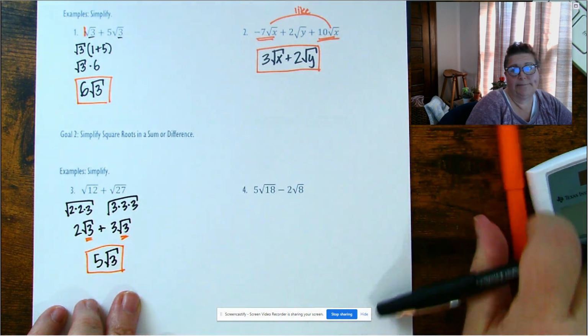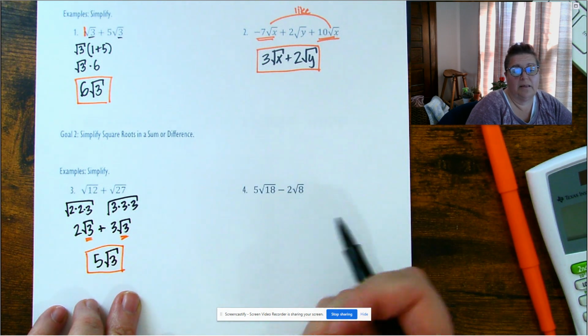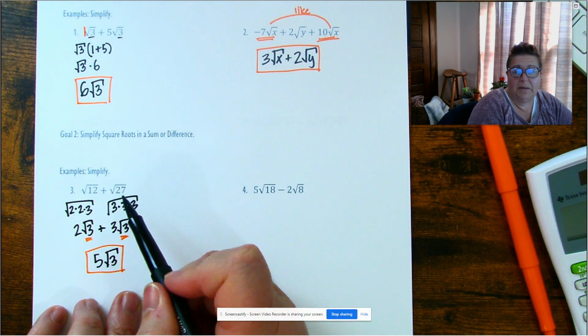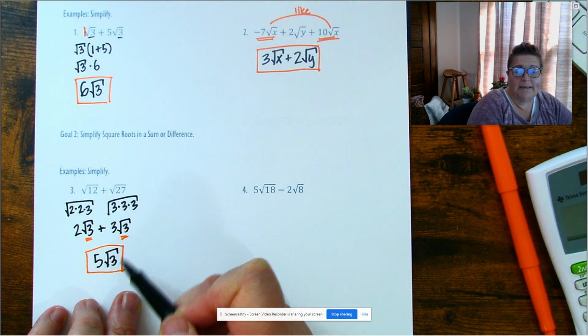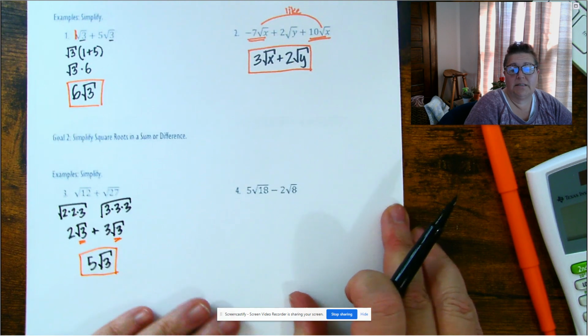And now I got it. Now I can combine them. It was deceptive because up here they weren't simplified. Once I simplified them, I was able to see that I could add them together. Right? Let's look at number 4.